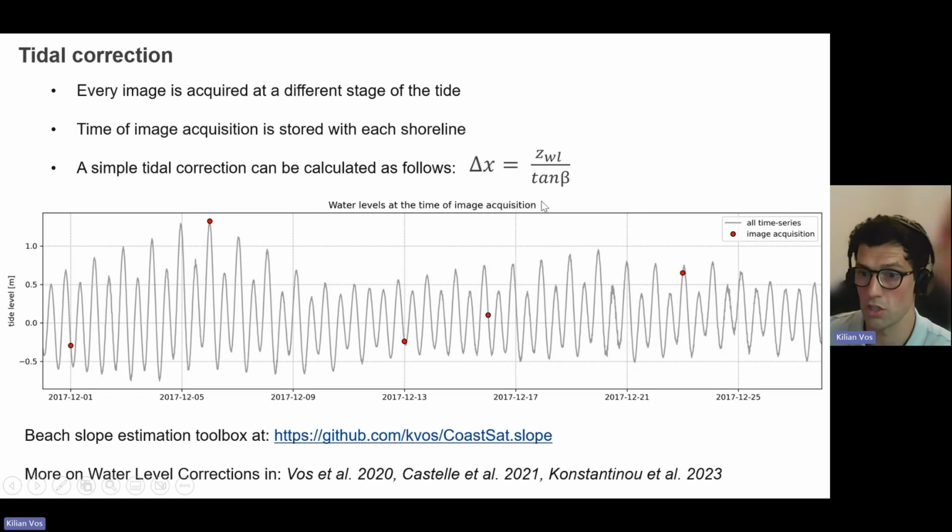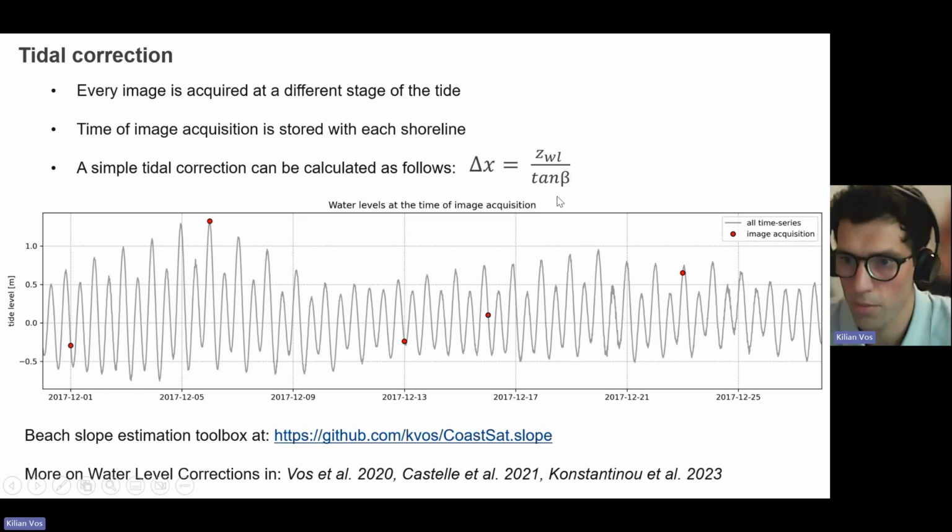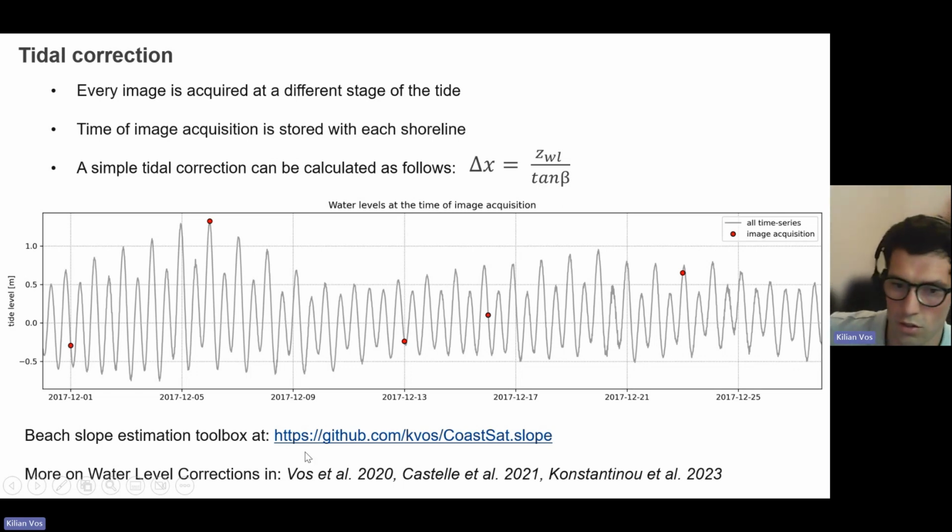We remove the tidal effects from the time series with this very simple formula. And you also need to know the beach slope. If you don't have the beach slope at your site, there's also a toolbox, CoastSat-slope, which helps you to estimate that beach slope using satellite-derived shorelines and a global tide model. But you can see it's very important to apply tidal correction because some images are taken on a king tide here, and then some images may be taken on a low tide. So there'll be a big change just due to the tide.